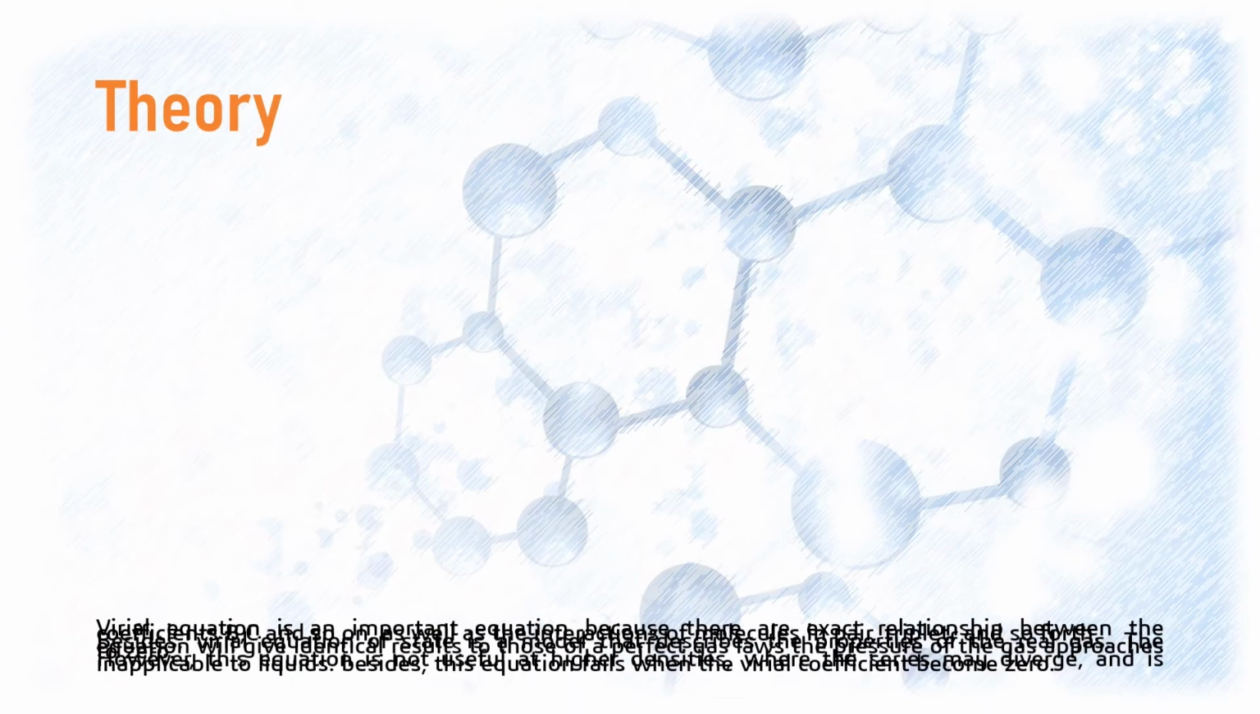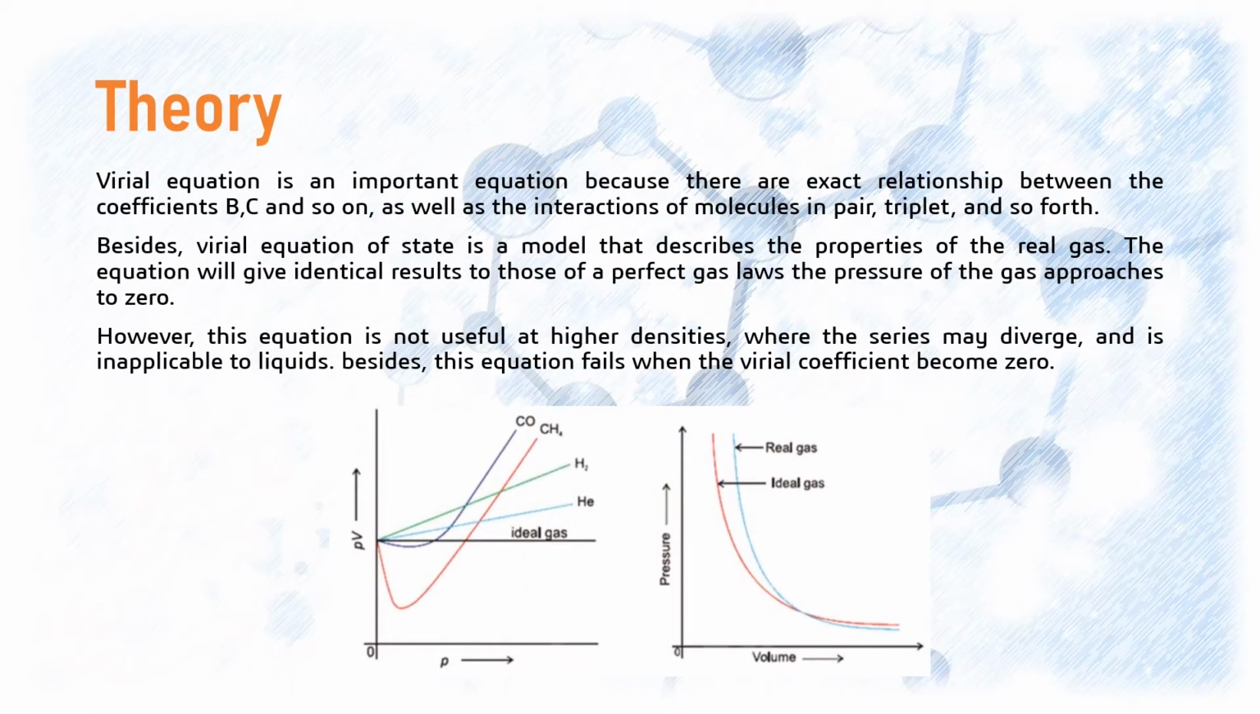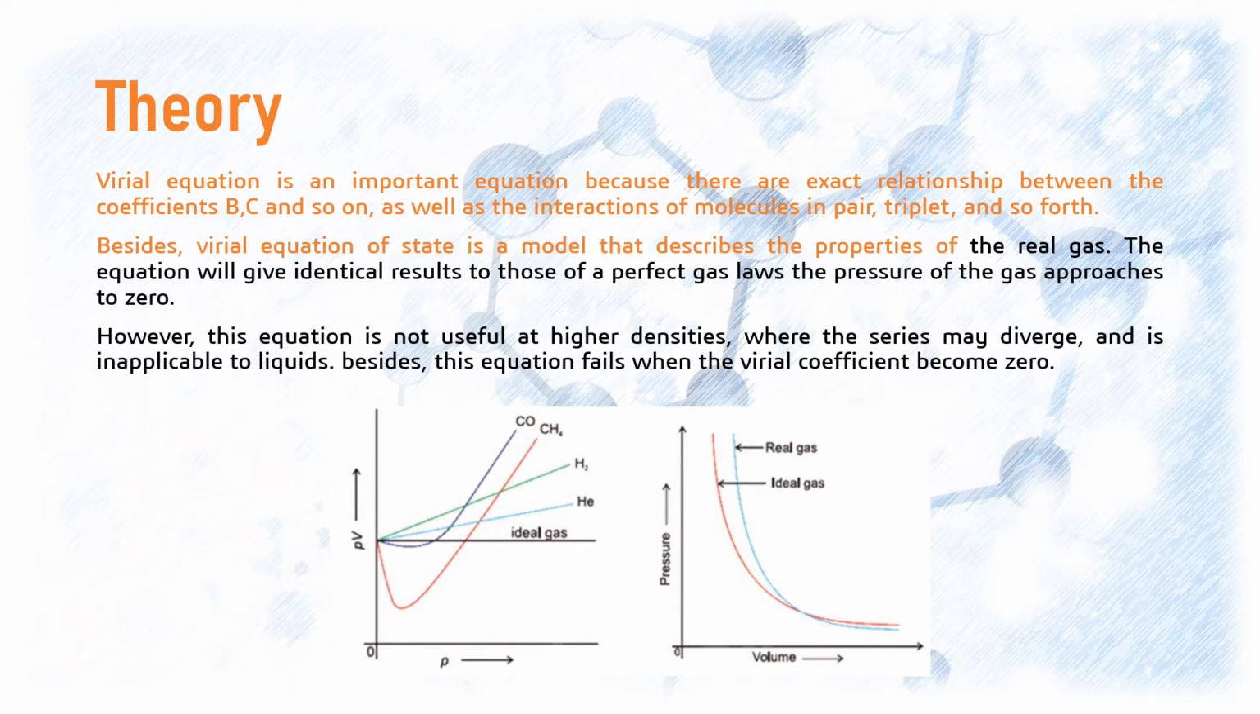Theory behind. The virial equation is an important equation because there are exact relationships between the coefficients B, C and so on, as well as the interactions of molecules in pairs, triplets, and so forth. Besides, the virial equation of state is a model that describes the properties of the real gas.